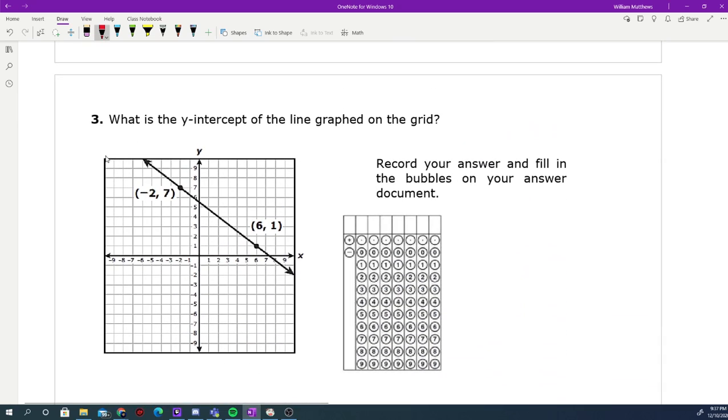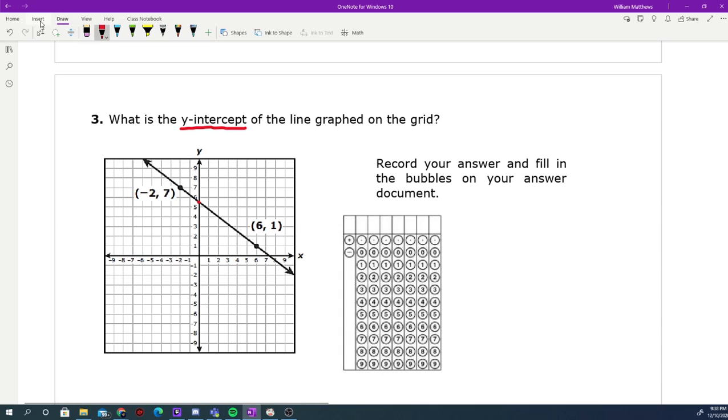Number 3 asks, what is the y-intercept of the line graphed on the grid? So in this case, we're looking at the y-intercept. That's when it crosses our y-axis. And in this case, our line doesn't cross exactly at a whole number for my y. So there's multiple ways to go about this. One way is to create an equation and then plug it into a calculator. Another one, we can find our slope.